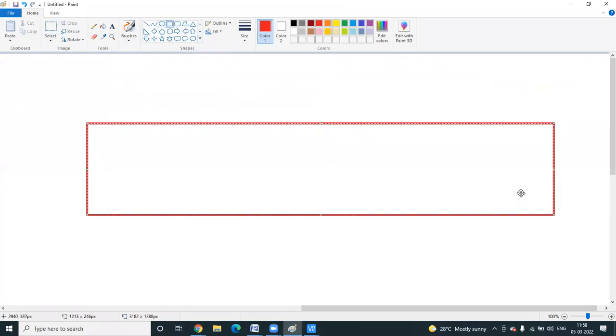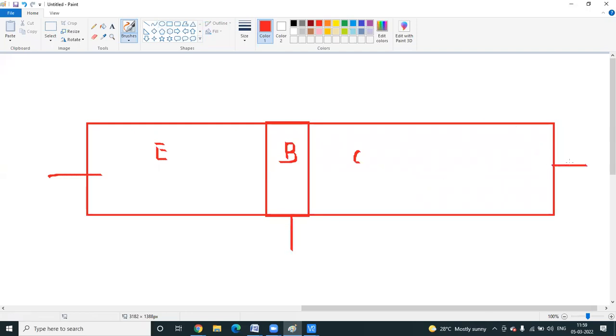A BJT has three terminals. What are the terminals? Emitter, base, collector. What is the function of the emitter? Emit means it emits electrons or maybe holes. The collector collects. The base is a control terminal. If you relate it with a MOSFET, it is like gate, source, and drain.